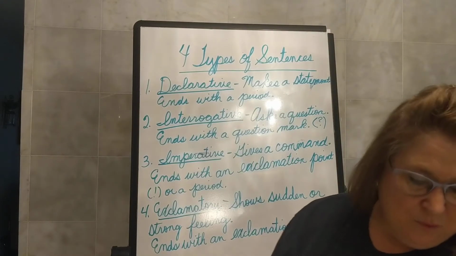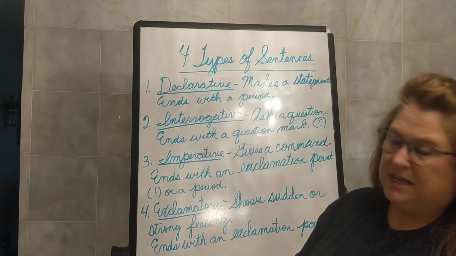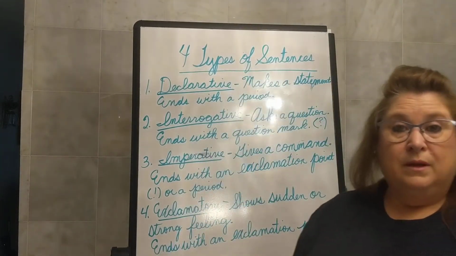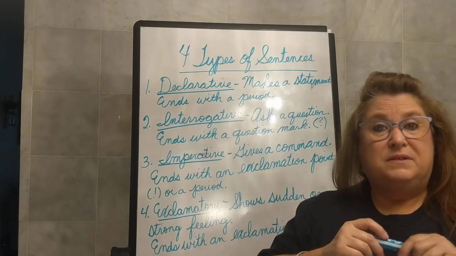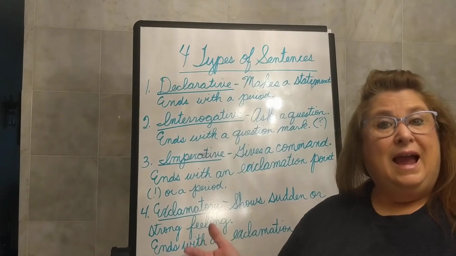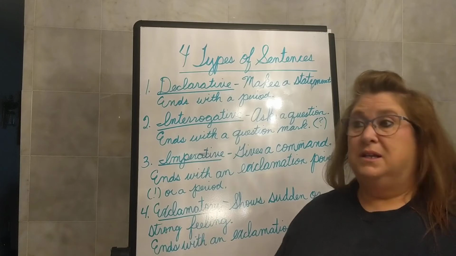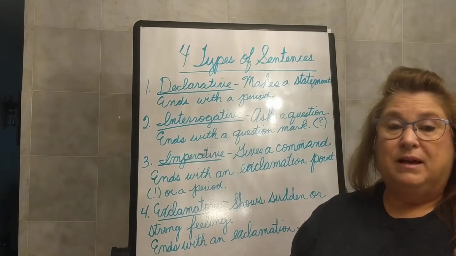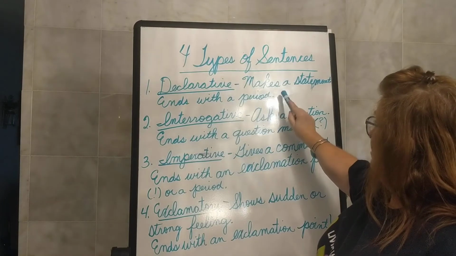So we can even go ahead and write an example of a declarative sentence, and you could say, I live at home. That is an example of a declarative sentence. I live at home. It's just making a statement. It's telling us I live at home. Our sentence always must begin with a capital letter, and a declarative sentence will end with a period.